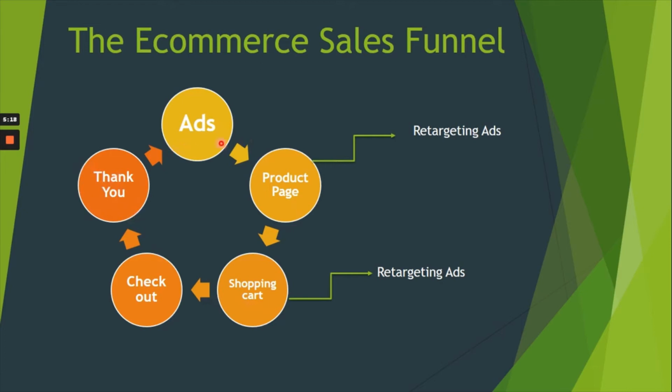So again, let me just repeat this. For example, you bring 100 people to this product page, 20 people will hopefully go to the shopping cart stage, and for those 80 people you should have retargeting ads. Then out of 20, 10 people will do the initial checkout, so you should have a retargeting ad campaign for these remaining 10 people to bring them back to the store.